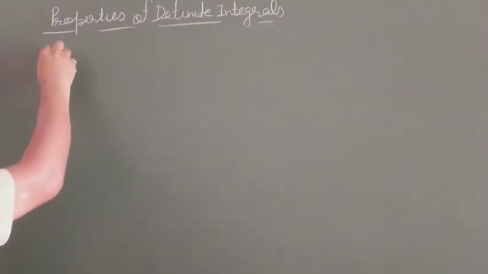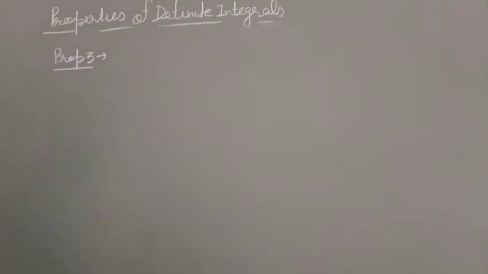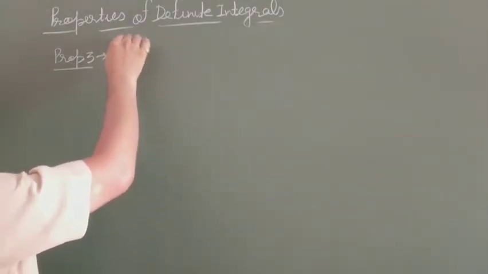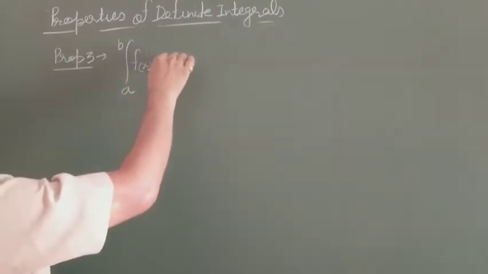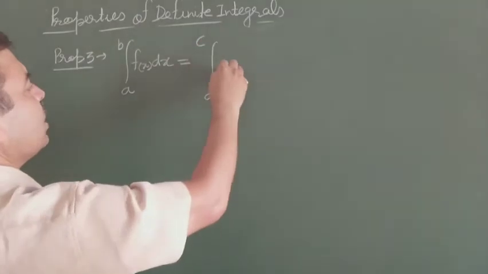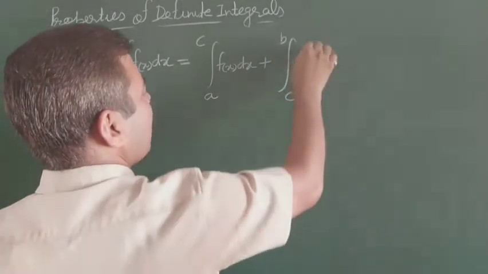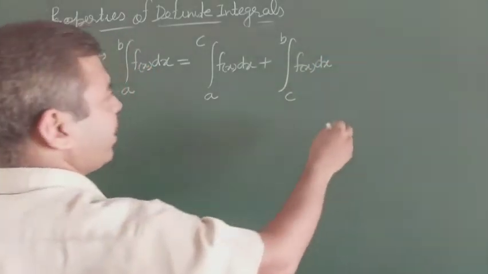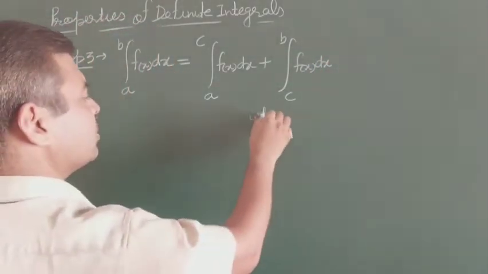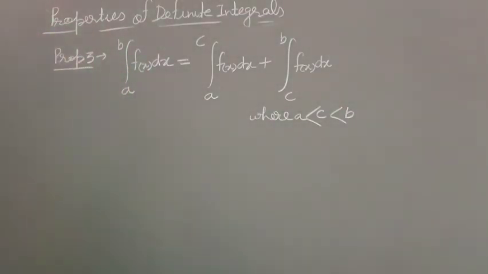Now property number 3. If we have to find the integral of f(x) dx, limits a to b, it can be written as the integral with limits a to c of f(x) dx plus the integral with limits c to b of f(x) dx, where c lies between a and b. You can easily understand this by one example.